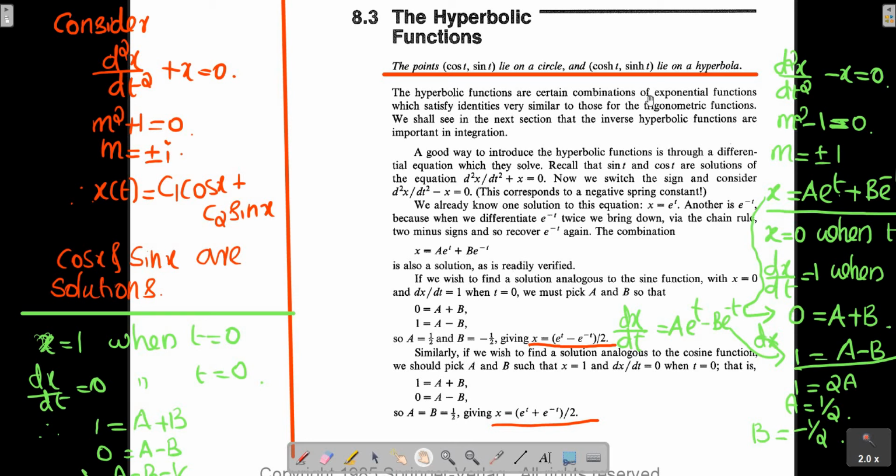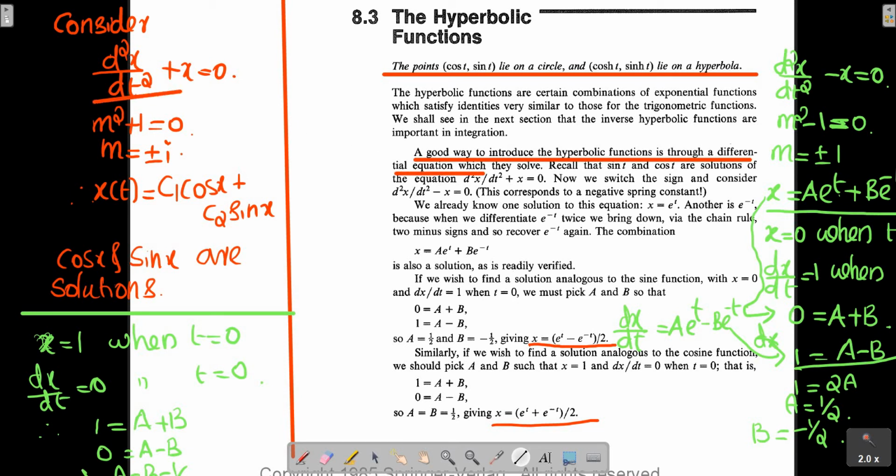Hyperbolic functions are certain combinations of exponential functions which satisfy identities very similar to those for trigonometric functions. We shall see in the next session that inverse hyperbolic functions are important in integration. Next, our aim is to introduce the hyperbolic functions through differential equations.